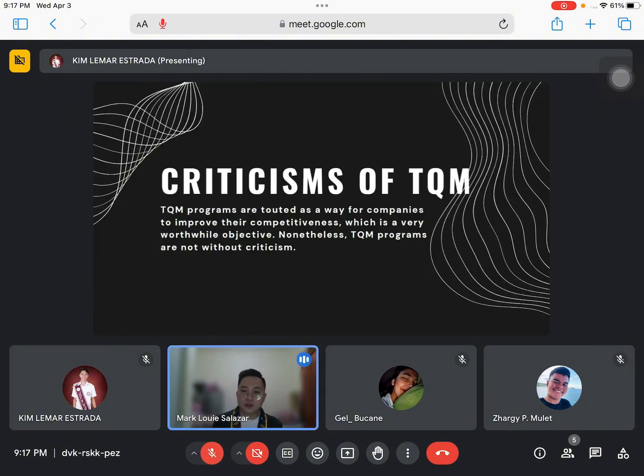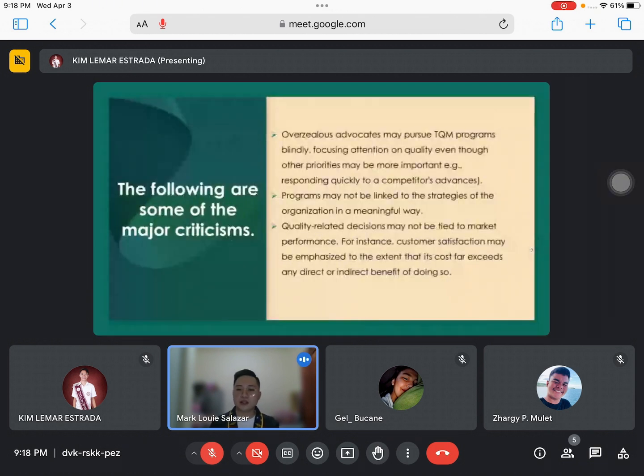So, criticism of TQM. TQM programs are touted as a way for companies to improve their competitiveness, which is a very worthwhile objective. Nonetheless, TQM programs are not without criticism. So, the following are some of the major criticisms. So, first one is overzealous advocates may pursue TQM programs blindly, focusing attention on quality even though other priorities may be more important. Example, responding quickly to a competitor's advances.